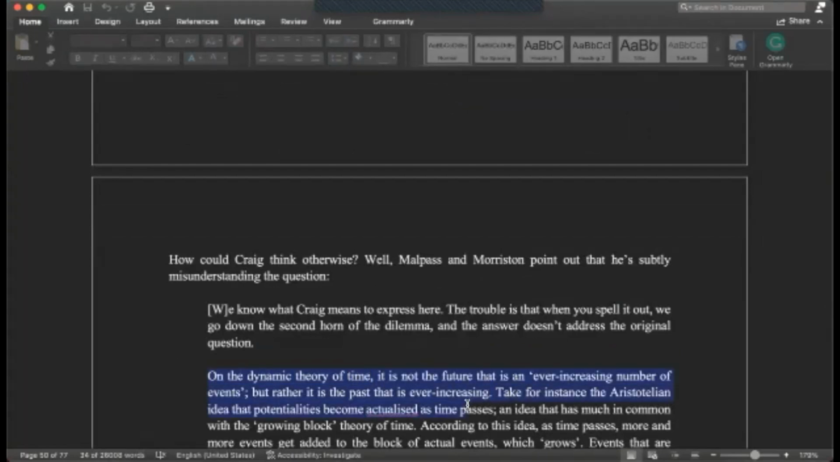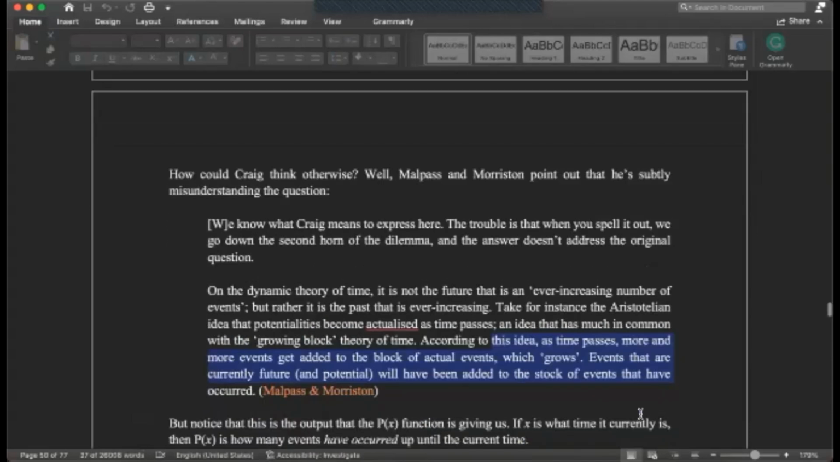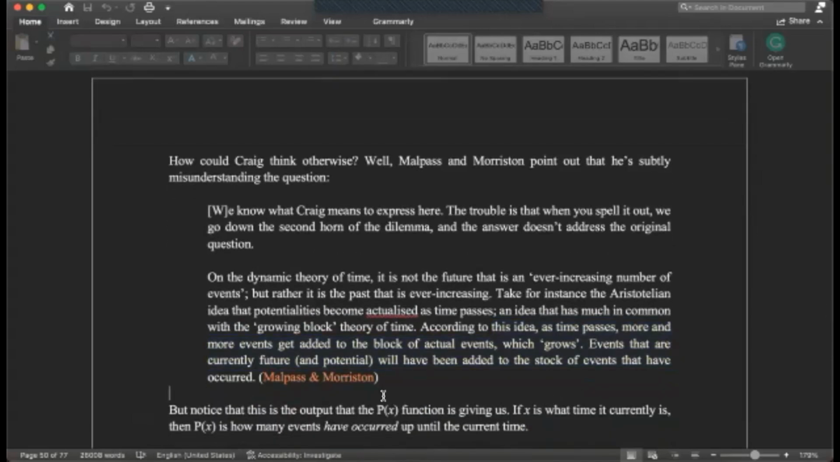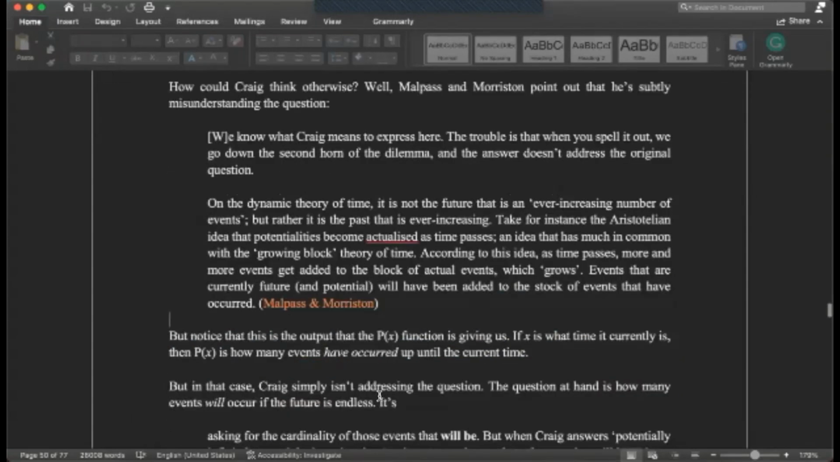Take, for instance, the Aristotelian idea that potentialities become actualized as time passes, an idea that has much in common with the growing block theory of time. According to this idea, as time passes, more and more events get added to the block of actual events, which, quote-unquote, grows. Events that are currently future and potential will have been added to the stock of events that have occurred. But notice that this is the output that the P of x function is giving us, right? If x is what time it currently is, then P of x is how many events have occurred up until the current time. But in that case, Craig simply isn't addressing the question, right?